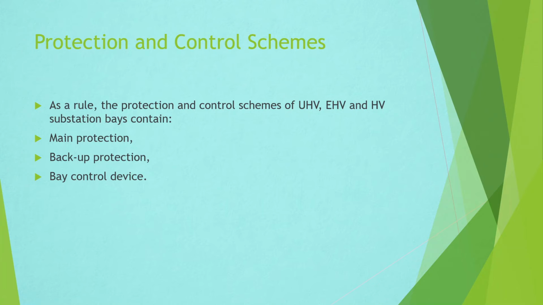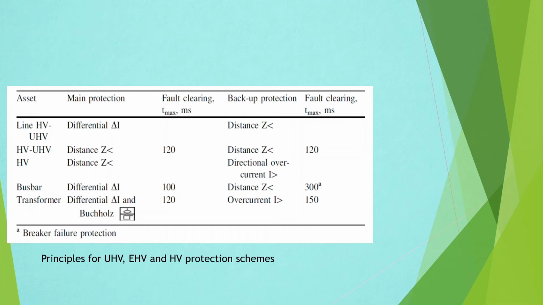As a rule, the protection and control scheme of UHV, EHV, and HV substations contains main protection, backup protection, and bay control device. The main protection principles applied are presented in the table, and the principles of the protection functions are described ahead. The differential protection principle offers the highest selectivity. Therefore, it is often used for the main protection of EHV and HV lines.